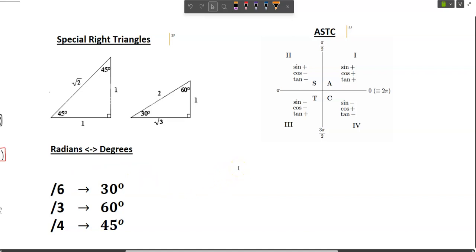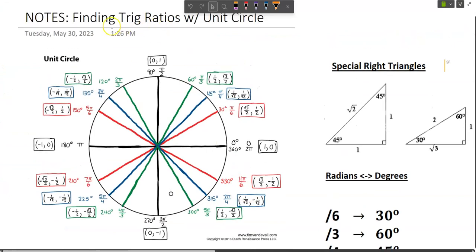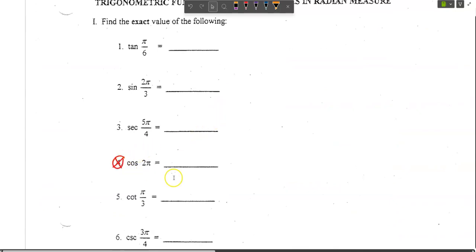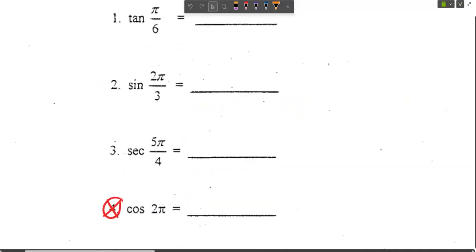So we're going to go through a few examples. I'm just going to pick a couple scattered examples on this note page called Finding Trig Ratios with Unit Circle, and then we'll kind of tag team. I'll have you pause at certain points and try some of these out yourself. So let's go through a couple of these. The ones with the red X are the ones we've not covered yet and will not cover in this lesson, so keep that in mind. Let's start with number 2. I'm going to pick some evens here to begin.